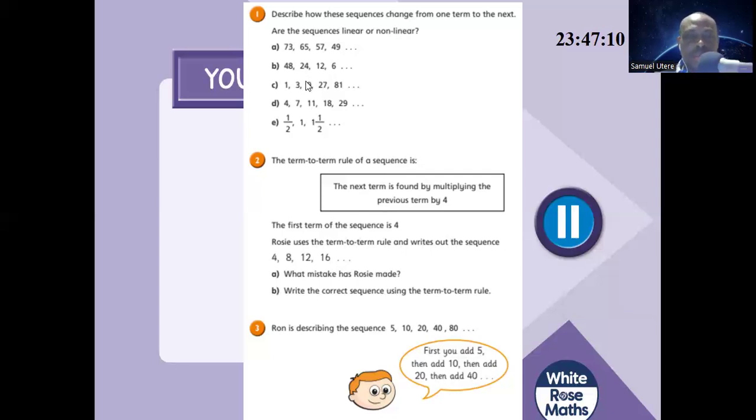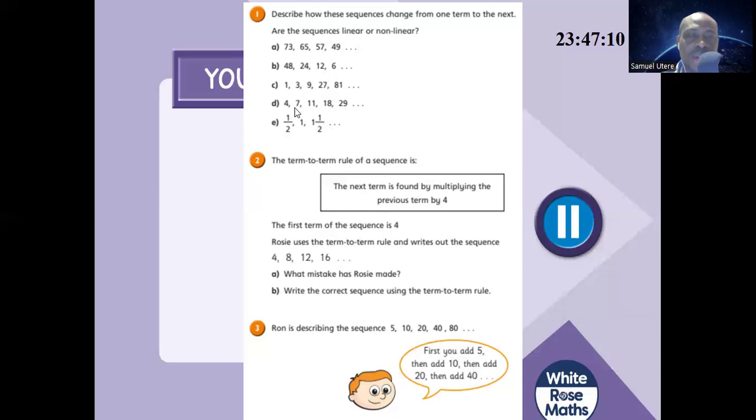And then for question 2, you can see this one is clearly linear. So sorry, let's look at 1E. So we're adding half every time. So you can see that is clearly linear because we're adding the same amount every time. That one is not linear because straight away you can see D is not linear.